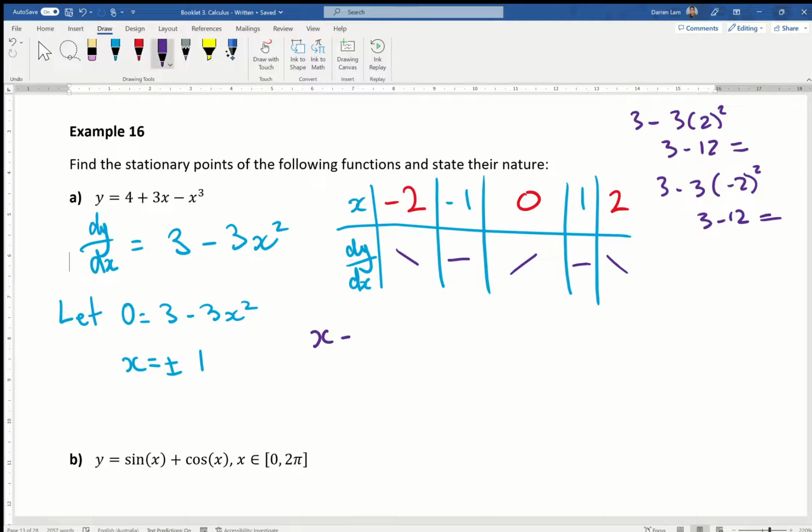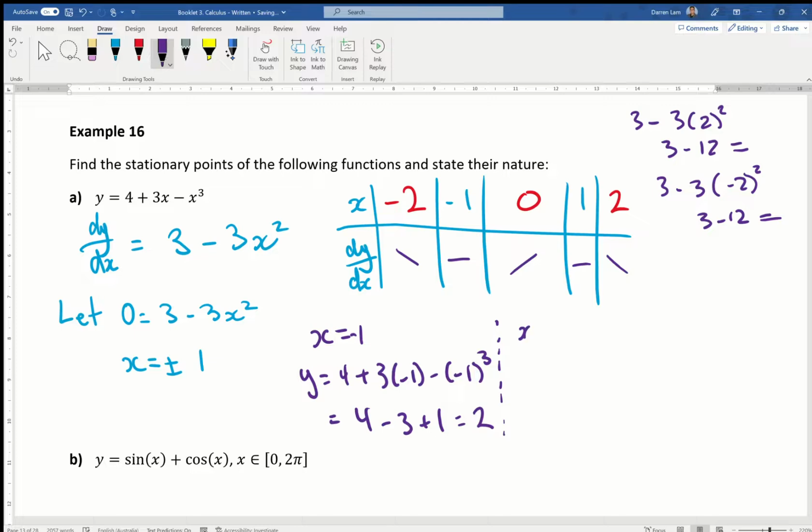Now it says find the stationary point, so what I'm going to do is substitute x equals -1 back into the original equation. So I get y equals 4 plus 3 bracket -1 minus -1 cubed, which would equal 4 minus 3, that becomes plus 1, which gives me an answer of 2. I'm going to do a similar idea for x equals 1: y equals 4 plus 3 bracket 1 minus 1 cubed.